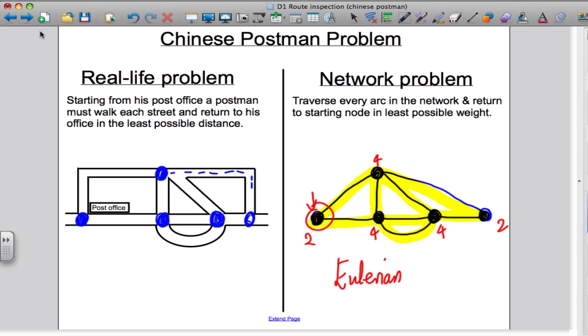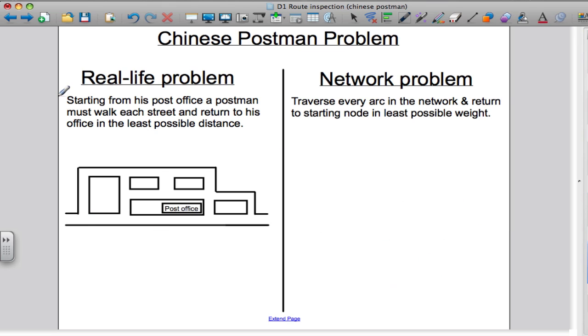Okay, here's another problem. Very similar problem, but let me just show you the slight difference here. Again, a postman starting off here wants to walk around every single street and return to where he started in the least possible distance. For the graph or network for this, starting with the post office.